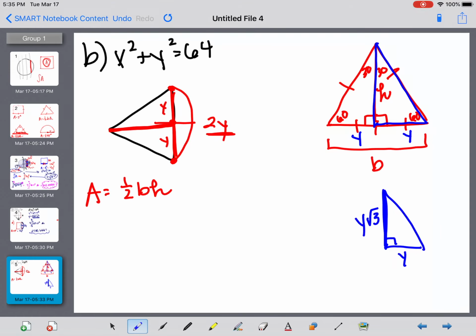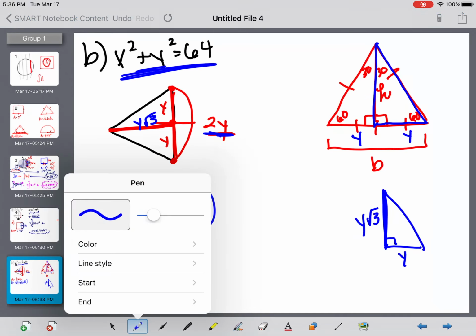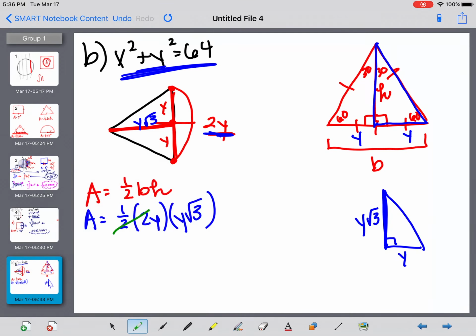So my base of this triangle is 2y. My height is y square root 3. So my area formula becomes 1/2, the base is 2y, the height is y square root 3. Now, I'm going to go ahead and simplify all of that before I plug in what I know that y equals from up here. Okay, so for my 1/2 and my 2, those cancel. And then y times y is y squared. So I have y squared times the square root of 3.